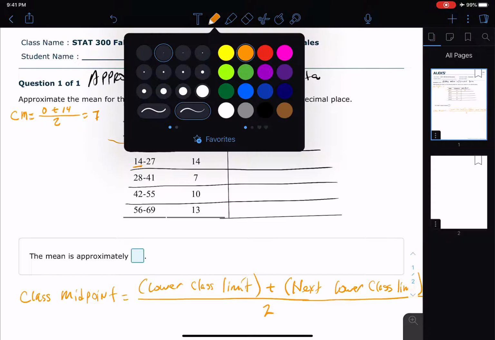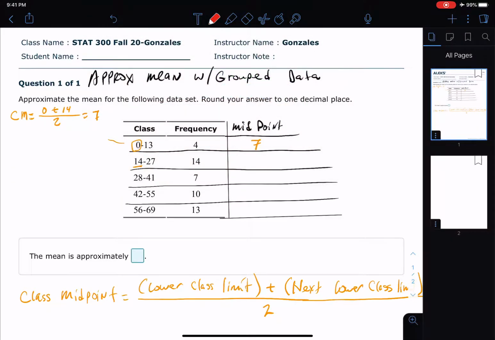Okay, let's continue on. Let's do the next one here, in red. For this class midpoint, you take the lower class limit of the class you're looking for, so 14, plus the lower class limit of the next class, which is 28. Divide that by 2. 14 plus 28 divided by 2 is 21. So the midpoint for class number 2 is 21, and 21 is right in the middle between 14 and 27.